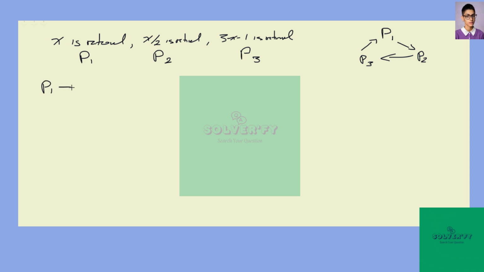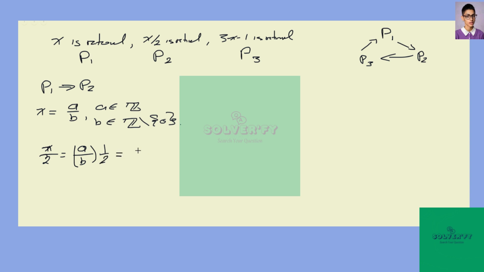To prove P1 implies P2, if x is rational, then we can write this as a over b, where a is some integer and b is an integer but not 0. Then x divided by 2 is equal to a over b times 1 over 2. So this is just a over 2b. Since this is an integer divided by an integer not equal to 0, we have that x over 2 is rational. So we've just proven P2. We start from P1 and we prove P2.